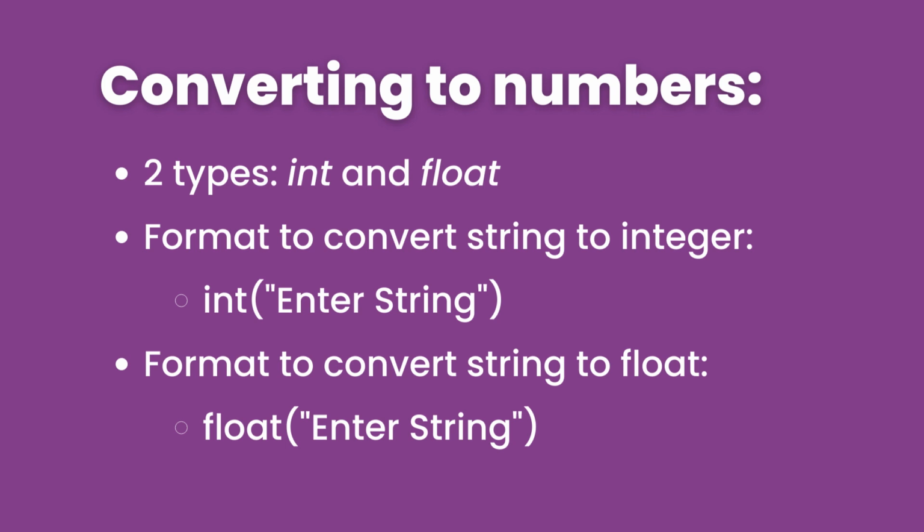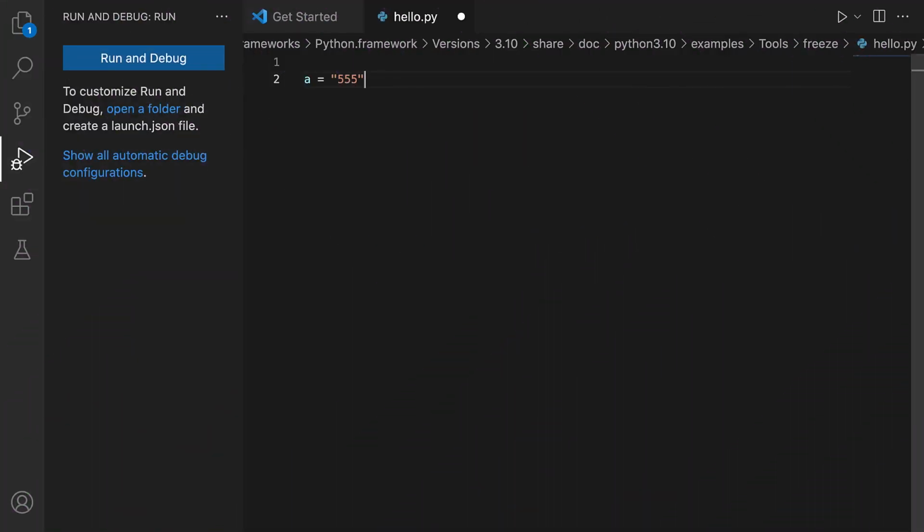It is very simple to convert a string to an integer or a float. You just have to write int, open brackets, open quotation marks, and enter the string you want converted to an integer. Or you can write float, open brackets, open quotation marks, and enter the string you want converted to a float. Let's say I have the string 555 stored in the variable a.